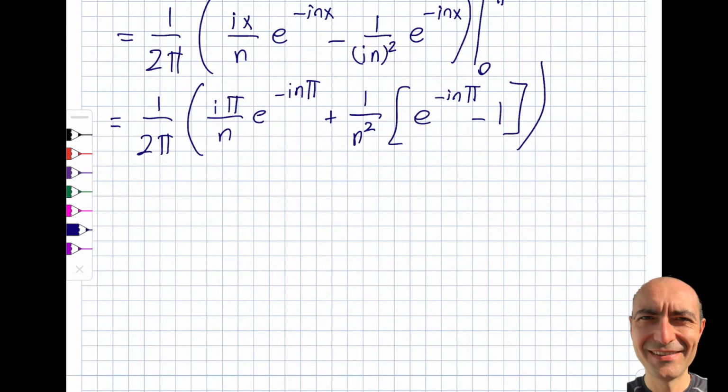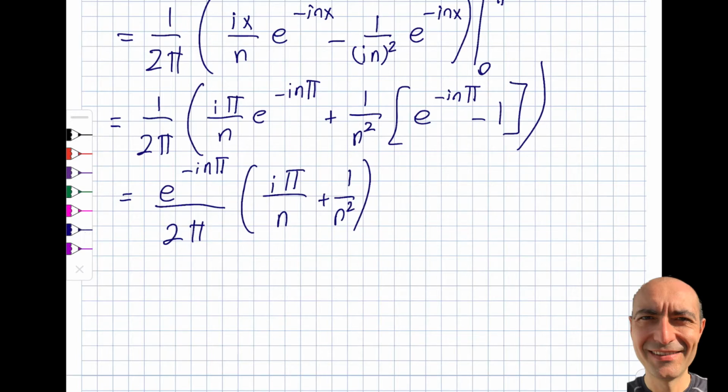You'll see why in a minute. And I write it this way: e to the minus i n pi by 2 pi, right? And then if I take that, I will get i pi by n plus 1 over n squared. But I still have the last term that I didn't touch yet, so that's going to be multiplication of this and this. So that will be minus 1 by 2 pi n squared, right?